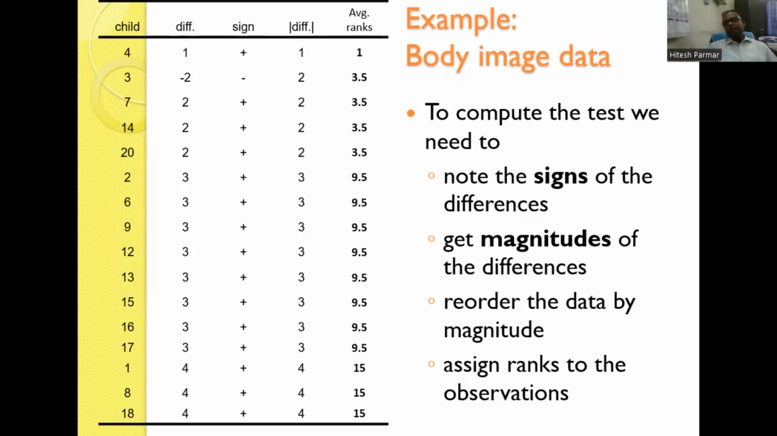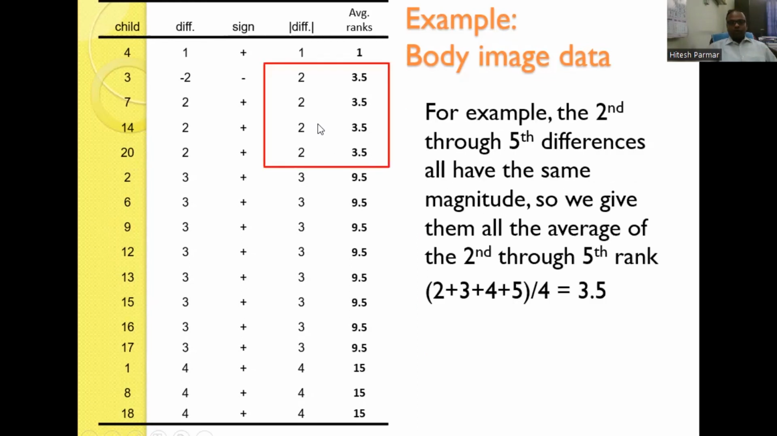Then we are giving the average ranking. So the first one is obviously 1. Then how do we give this 3.5? Because we have 2, 2, 2, 2, so we are giving the average of these.